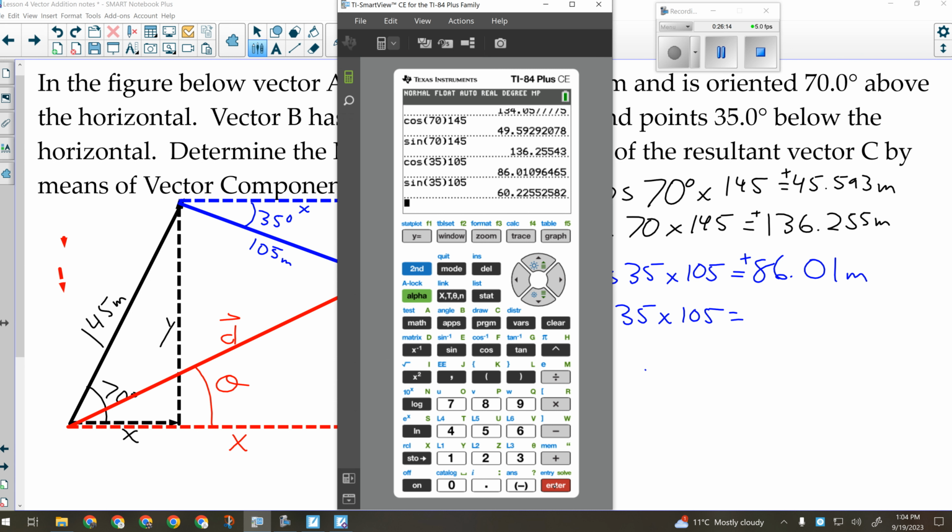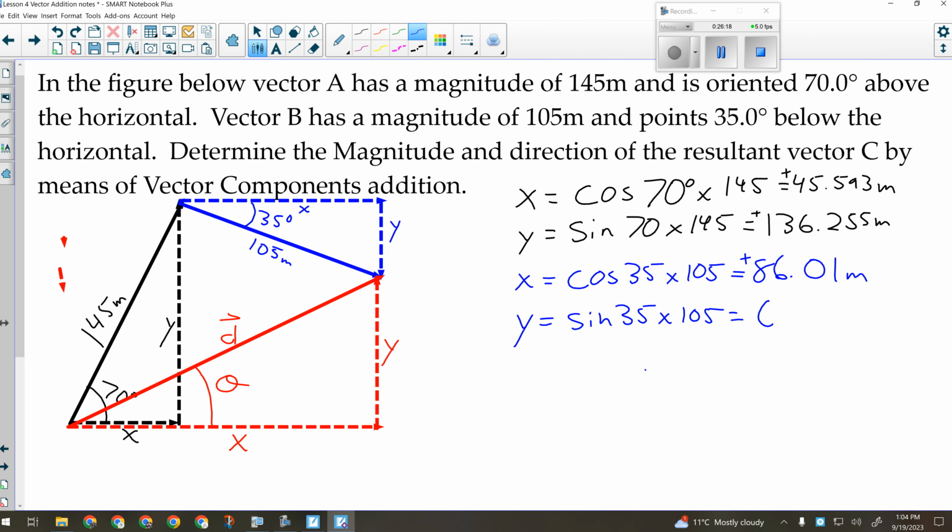Okay, so that comes out to 60.226. But that one's negative because it points down. Okay, so now I know all the x's and y's except for my resultants. But can I get them now?